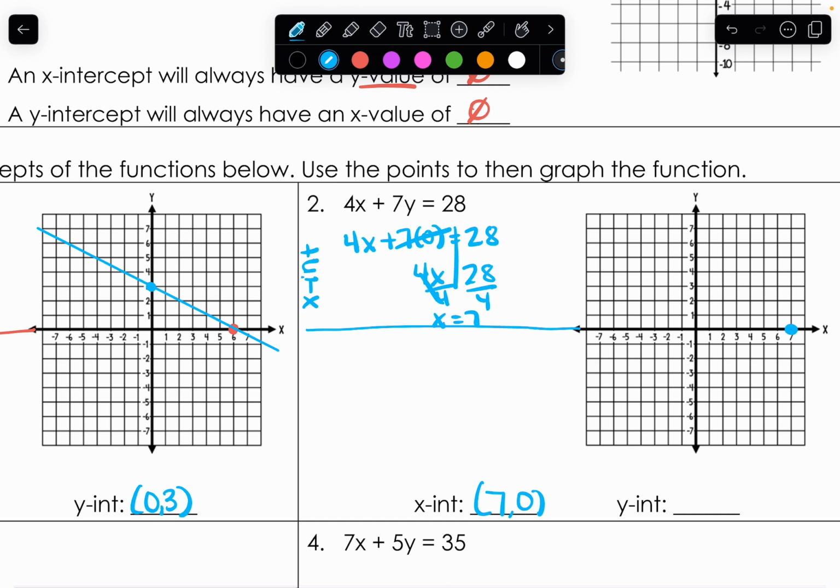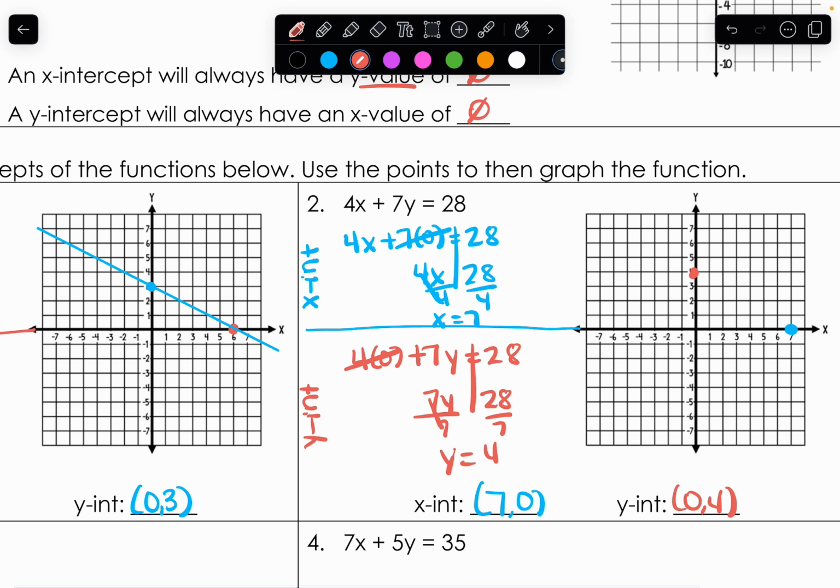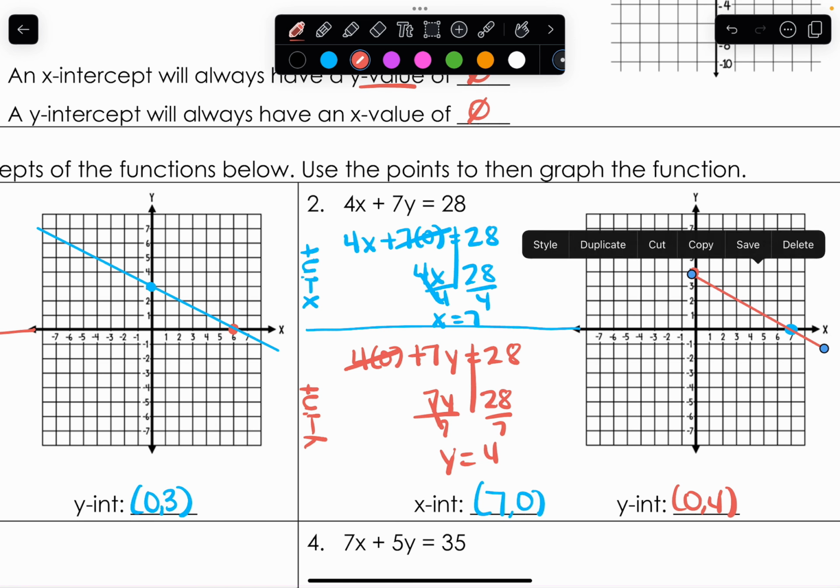Plot your point. For the y-intercept, you're going to do the opposite. You're going to plug a 0 in for the x. So 4 times 0 plus 7y equals 28. 4 times 0 is 0. That cancels out. Divide by 7. And you get y is equal to 4. 0, 4. You have 2 points on the line, so now you can connect and you'll have your graphed line.